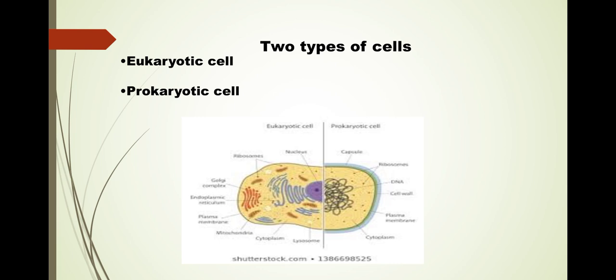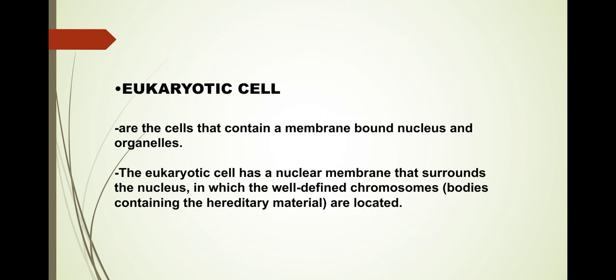So there are two types of cells, the eukaryotic cell and prokaryotic cell. First is eukaryotic cell. It is defined as the cells that contain a membrane-bound nucleus and organelles. The eukaryotic cell has a nuclear membrane that surrounds the nucleus, in which the well-defined chromosomes, bodies containing the hereditary material, are located.